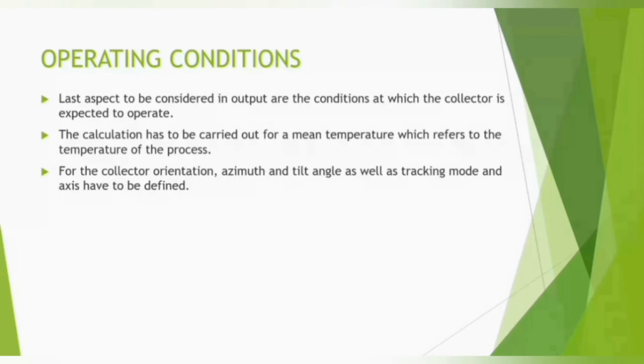Alright, the operating conditions are the last aspect to be considered in the output. They are the conditions at which the collector is expected to operate. The calculation has to be carried out for a mean temperature, which refers to the temperature of the process. For the collector orientation, azimuth and tilt angle as well as tracking mode and axis have to be defined. Alright, that's all. Thank you.